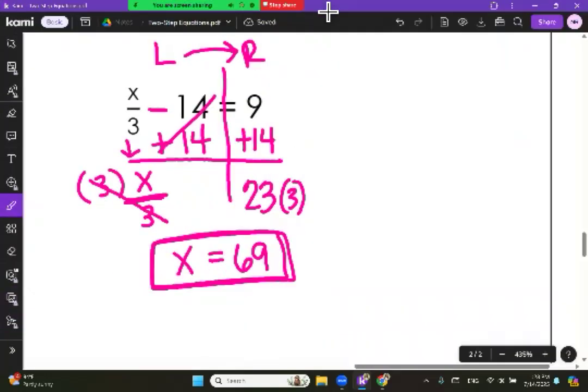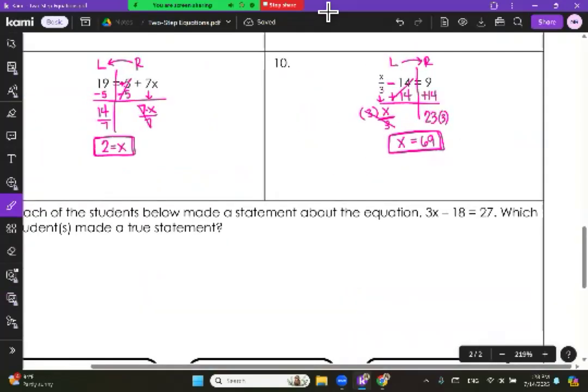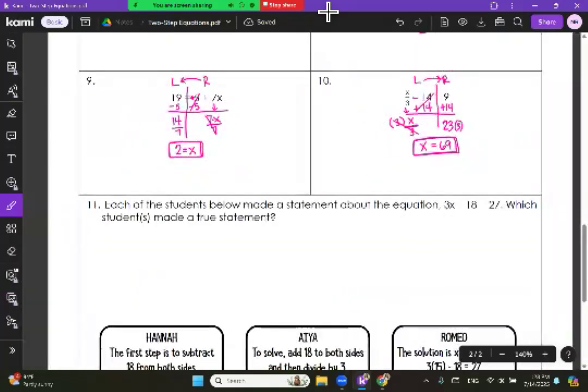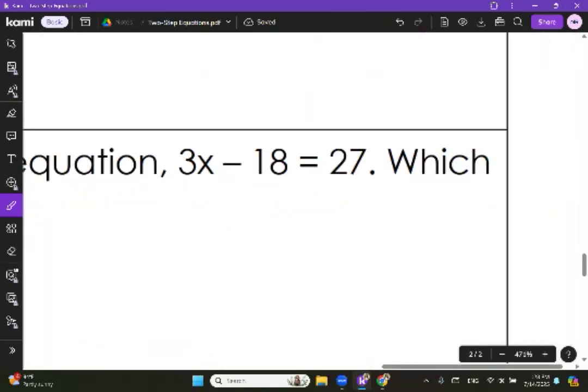And last problem. Each of the students below made a statement about the equation 3x minus 18 equals 27. Which student made a true statement? So in order to know which student made the right statement, we want to solve it first, correct? So let's do that.